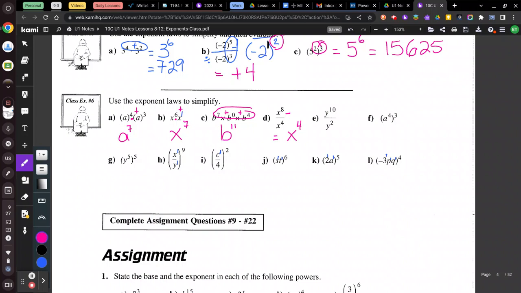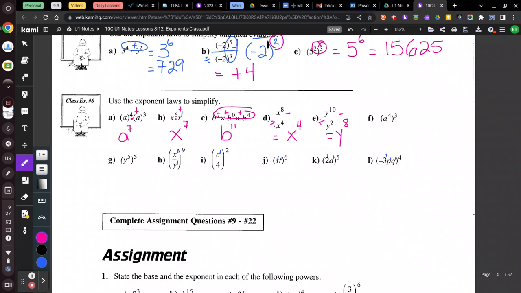Same situation here. I am dividing, so I subtract exponents, just like I did with letter D. So it's not going to be 10 exponent 5. You're not dividing exponents. You're subtracting them. So it's going to be Y8. So Y exponent 8.